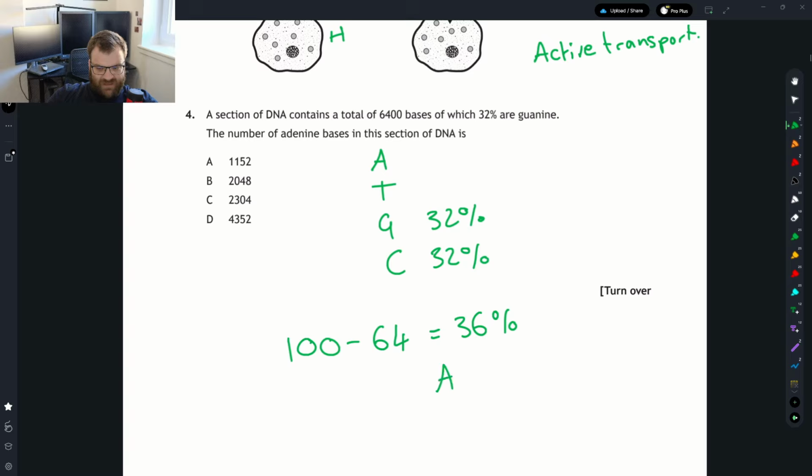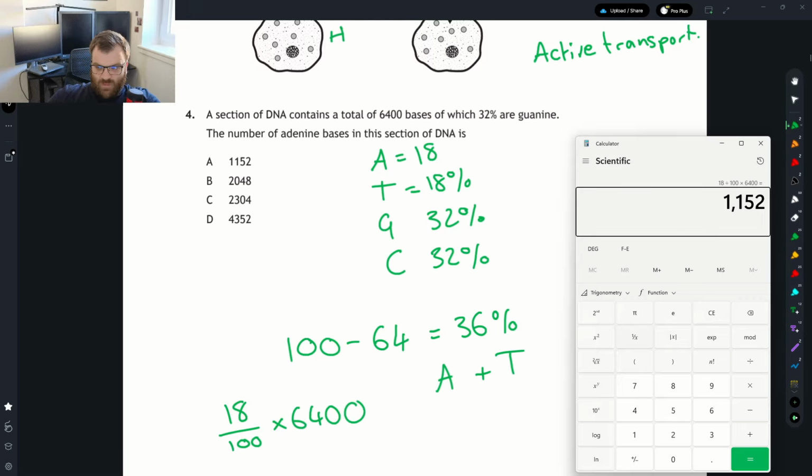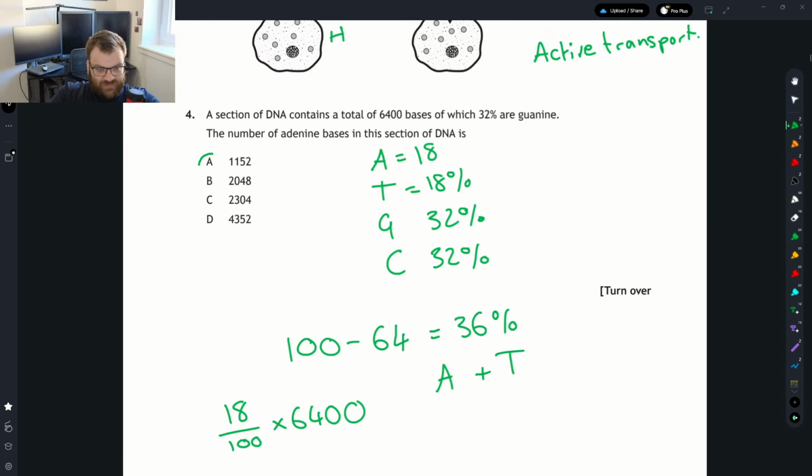And that's a combination of the A's and the T's. And because they're complementary, they both have to be the same. So they would both have to be 18%. And then we can find out what 18%, well, 18 over 100 is 18%, times by 6400. And that gives us 1152 and the answer of A.